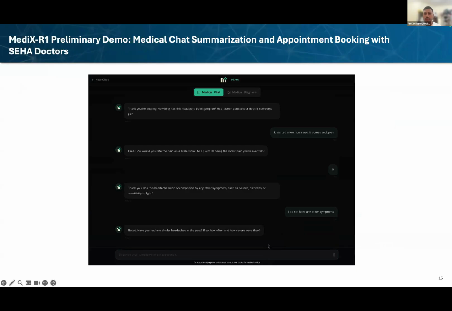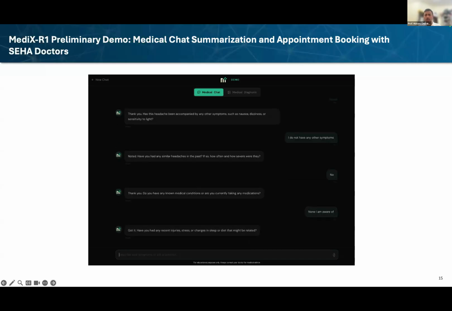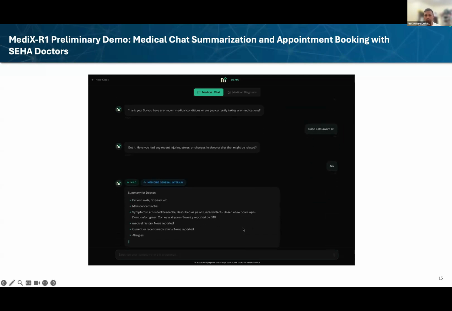Now, once a user interacts with the model, either chat-based or through an interface, the model can summarize the key issues of the patient, and it can even support the patient by helping them book an appointment with a doctor who is probably geographically nearby, in their location, right?